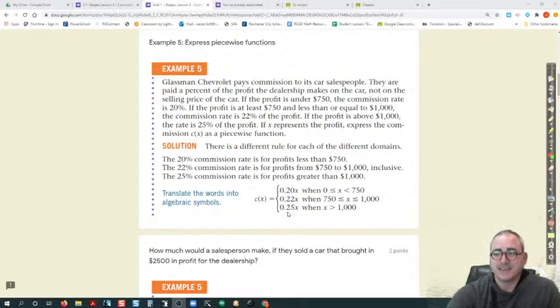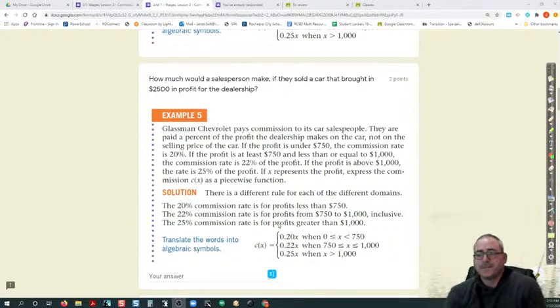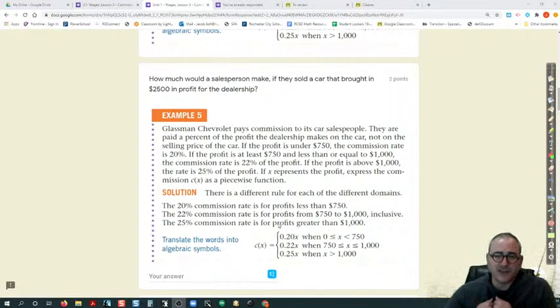0.25 times x is taking the profit, multiplying it by 25% of the profit when x is greater than 1,000. All right, that's kind of how you read these piecewise things. So the first question for you to answer is, how much would a salesperson make if they sold a car that brought in $2,500 in profit for the dealership?